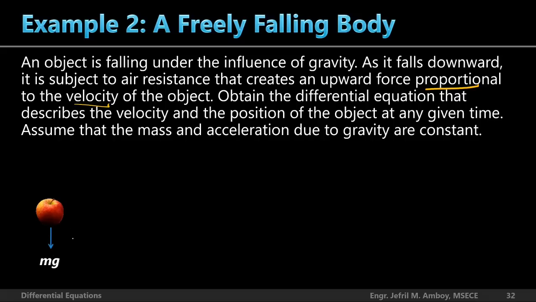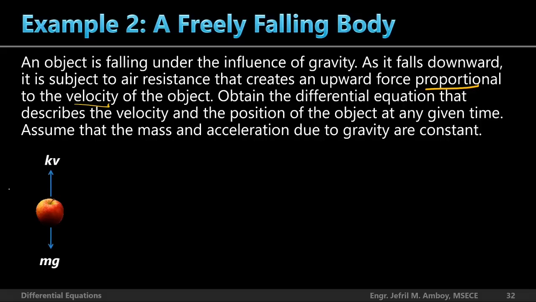So if the motion is downward, the opposing force, of course, is upward. And according to the problem, that force is proportional to the velocity of the object. So we have here the proportionality constant k, and this k is called the drag coefficient. So now we have the free body diagram already. What is the next step?